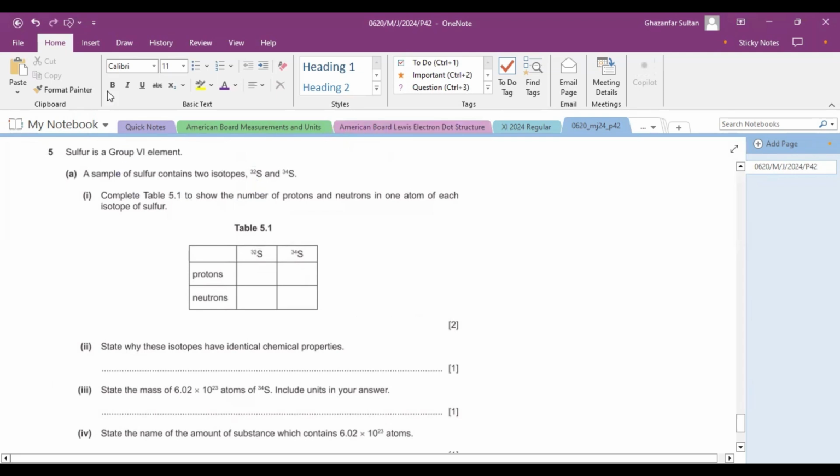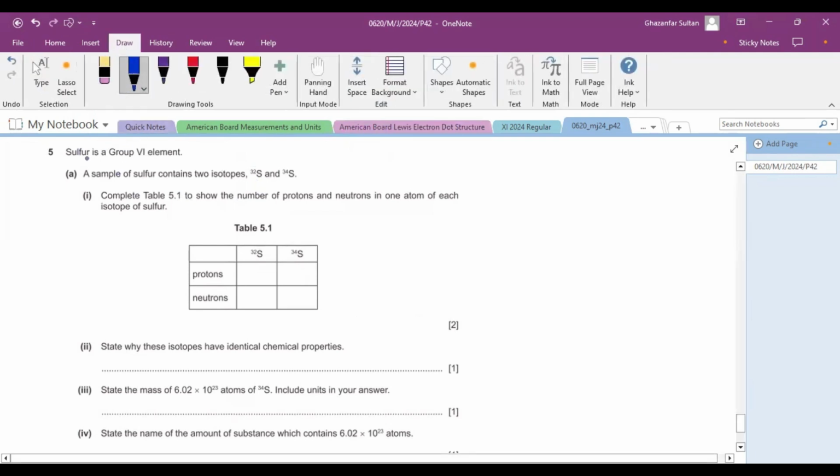So this is question number 5. Sulfur is a group 6 element. A sample of sulfur contains two isotopes S32 and S34. Complete the table, show the number of protons and neutrons in one atom of each isotope. If you see the periodic table, its atomic number is 16. So definitely the number of protons is 16 in both the cases.